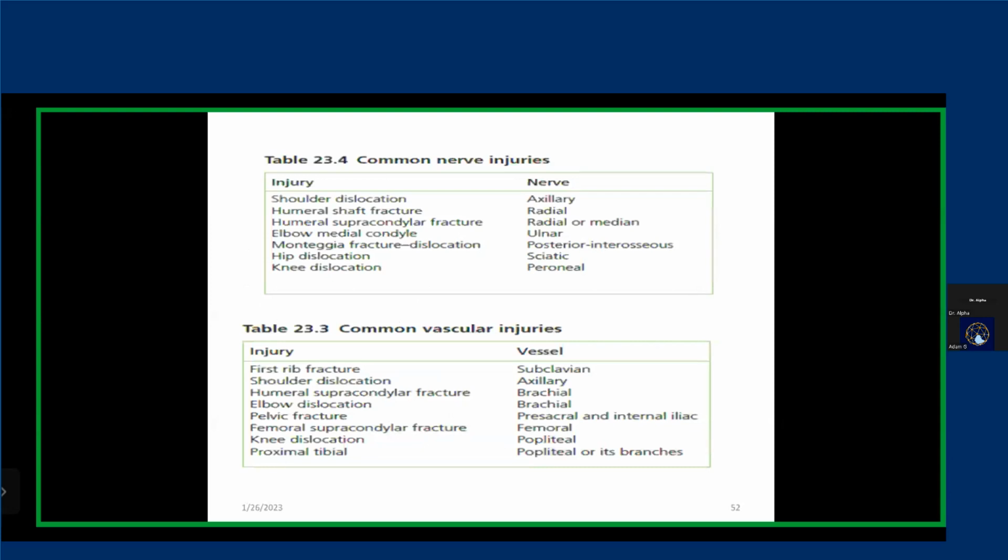If a patient has a shoulder dislocation, think of the axillary nerve. You need to check for the axillary nerve when you check distal neurovascular structures. Femoral shaft is associated with radial nerve, and the like. Supracondylar fractures, which are common in children, usually injure the radial and median nerve. Elbow medial condyle fractures are associated with ulnar nerve injury, which is a very rare nerve injury, and the like. So it goes on.